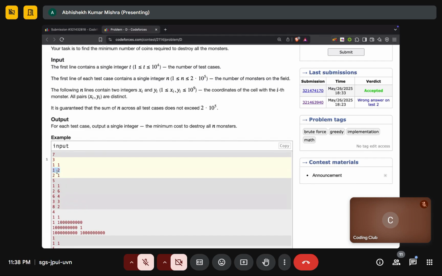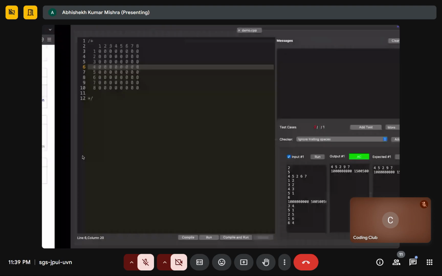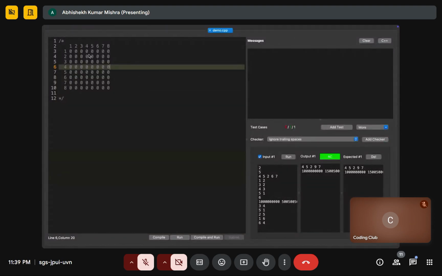If there is no empty cell, then the rectangle made by the remaining n minus 1 points will either increase its length by 1 or its breadth by 1. I'm explaining. Let's suppose this is the matrix. Let's suppose here is one monster, here is one monster, and let's suppose any other position, here is one monster.